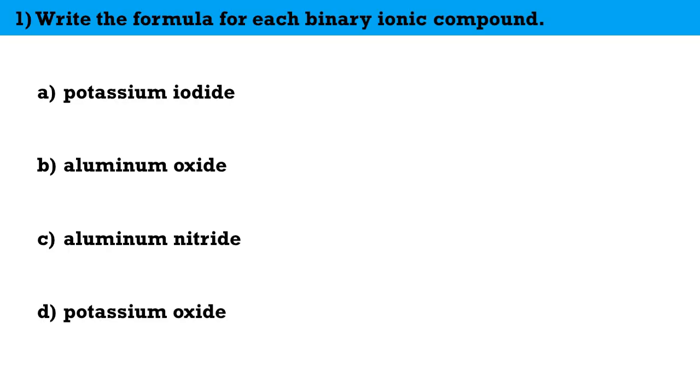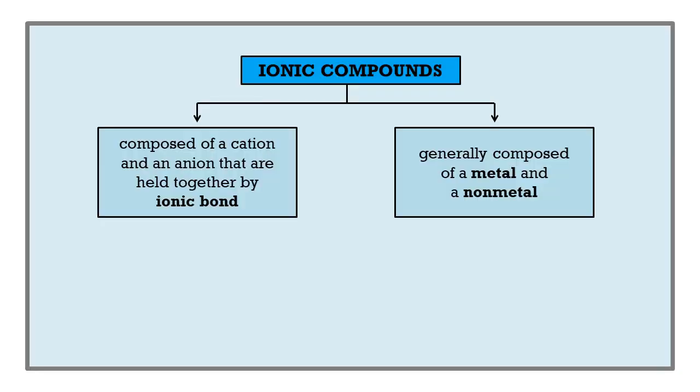Number 1. Write the formula for each binary ionic compound. Before we answer this, let's first define a binary ionic compound, and let's learn the steps in writing formulas for binary ionic compounds. Before we define a binary ionic compound, let's first define ionic compounds.